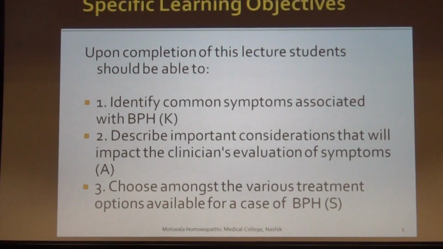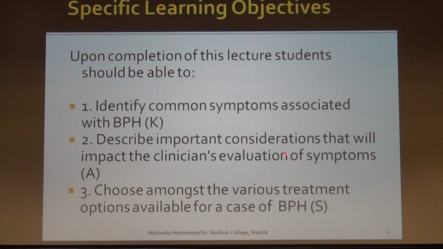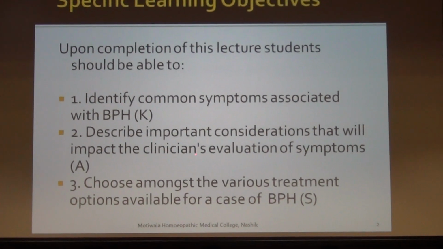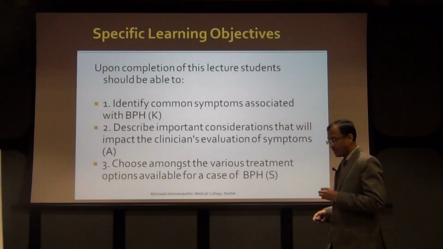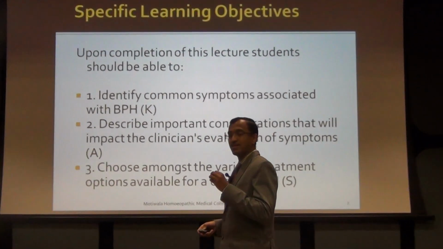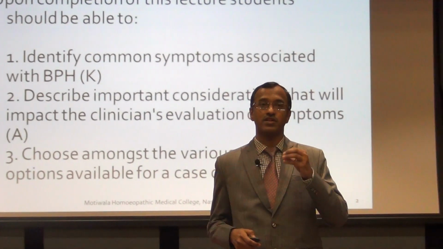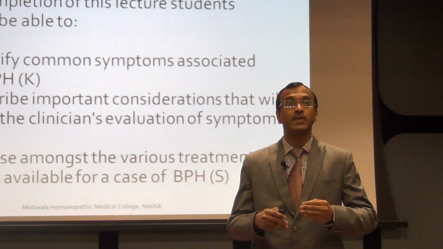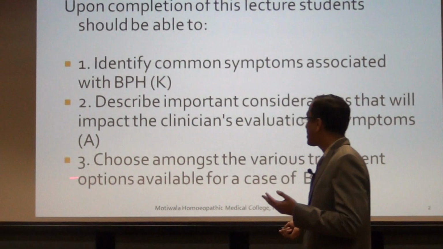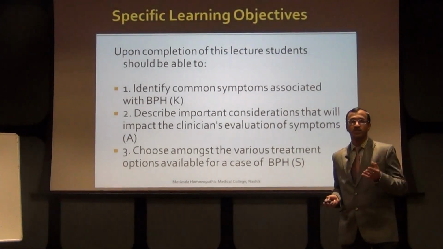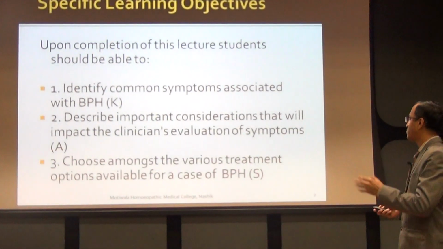The second objective is very important: describe important considerations that will impact the clinician's evaluation of symptoms. Most of the time, along with this condition, you have to differentiate many other conditions having urinary difficulties. So definitely, the evaluation of the symptoms should help to diagnose benign prostatic hypertrophy.